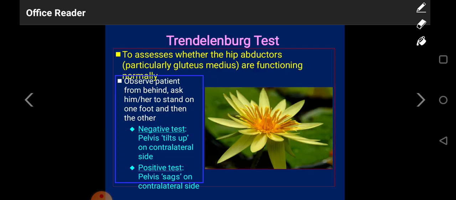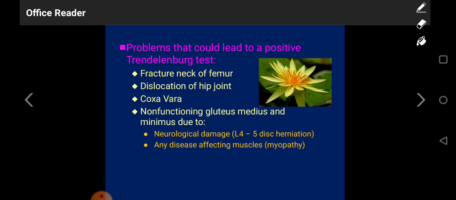Then the Trendelenburg test, to assess whether the hip abductors, especially the gluteus medius, are functioning or not. We observe the patient from behind and ask him to stand on one foot and then the other. In the negative test the pelvis tilts up on the contralateral side, that is the opposite side, and in the positive test the pelvis sags on the contralateral side.